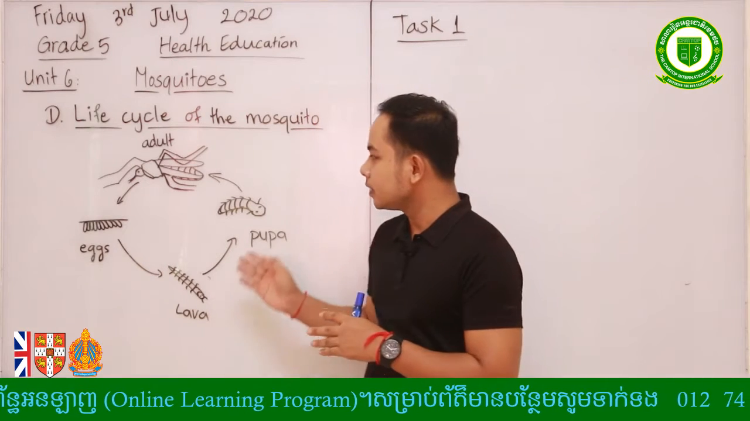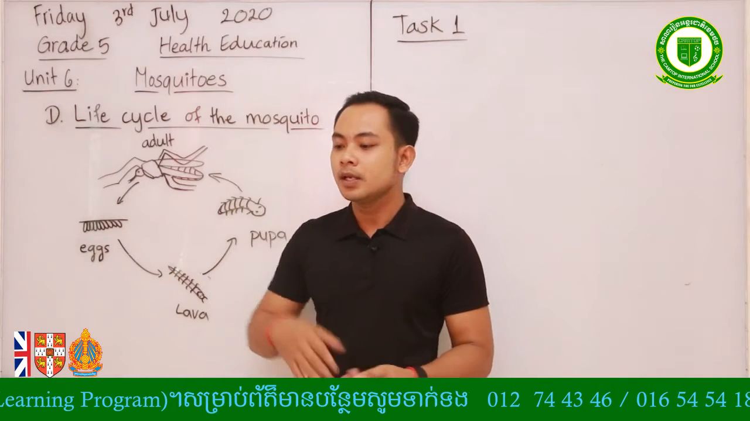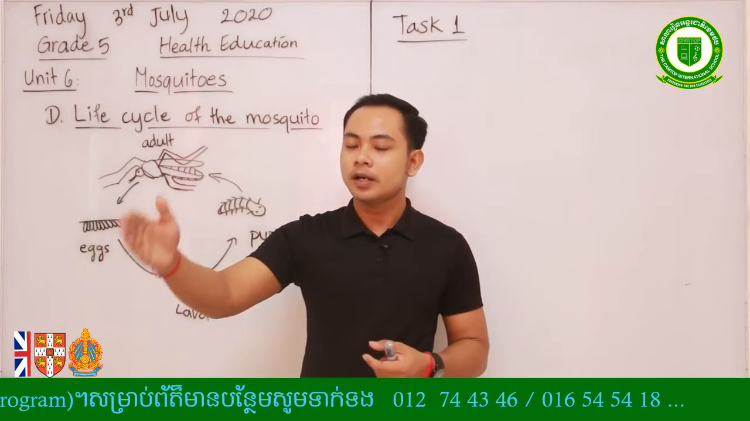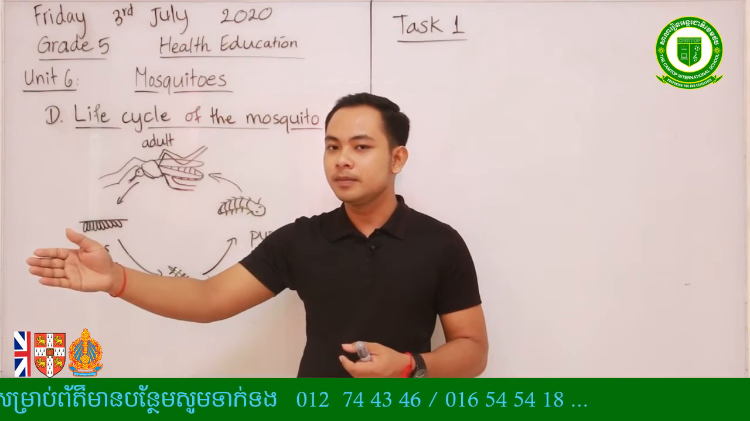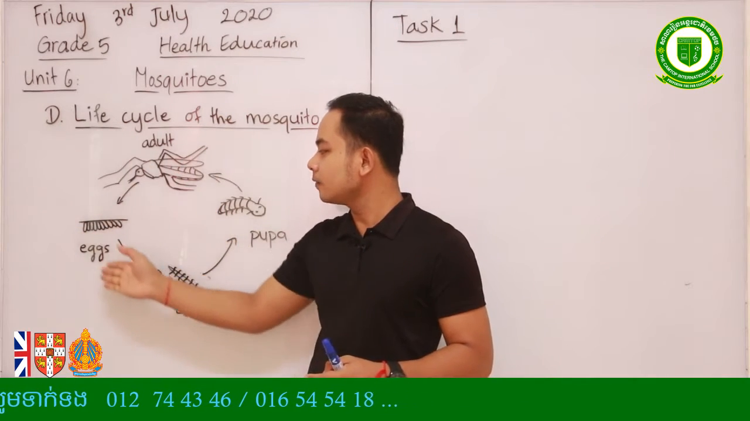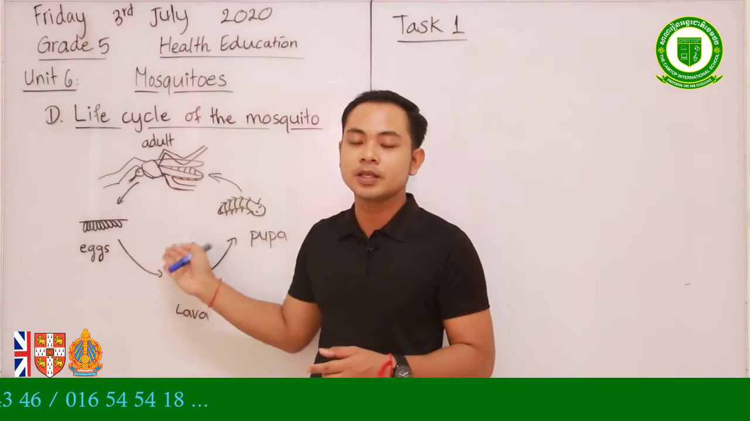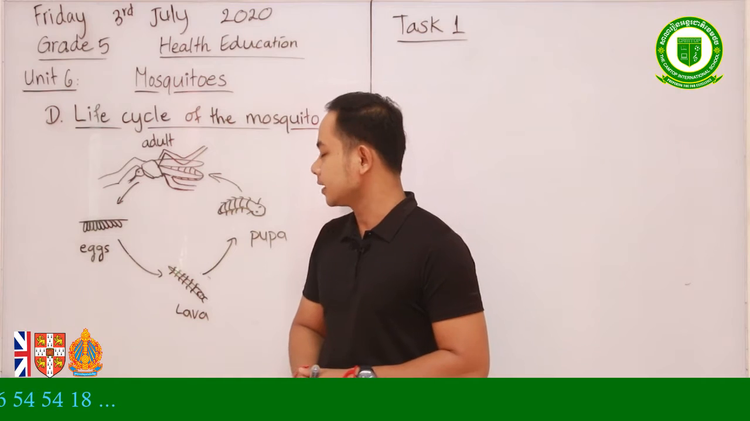Okay, so those people are very attractive to mosquitoes. When a mosquito stays close to people who have blood type O, or pregnant women, they like to bite, because the blood of those people is very sweet and warm for them. They like to feed on that type of blood.